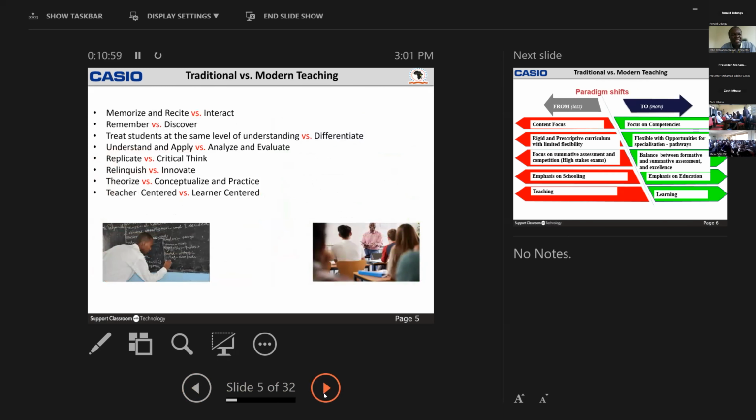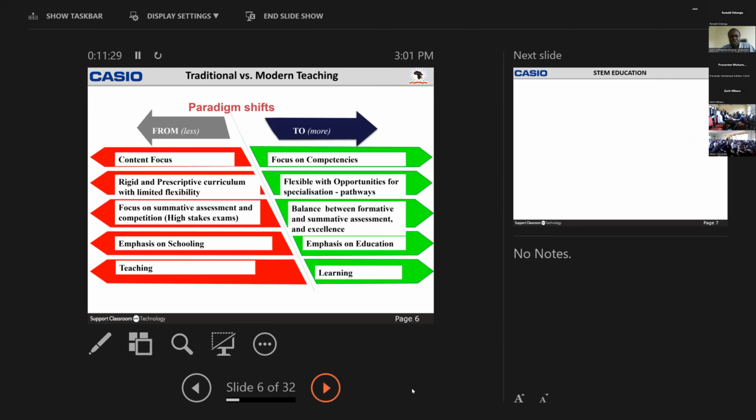learner-centeredness. So here in STEM, we want to really emphasize that we go to a situation where learner-centeredness is the issue. There is a summary presented here diagrammatically. If you look at those photos, the teacher is on the board, and on your right, we have learners discussing together and learning together. If you go to the next slide, we are emphasizing the issue of paradigm shifts, so that we run away from content focus to focus on competencies.